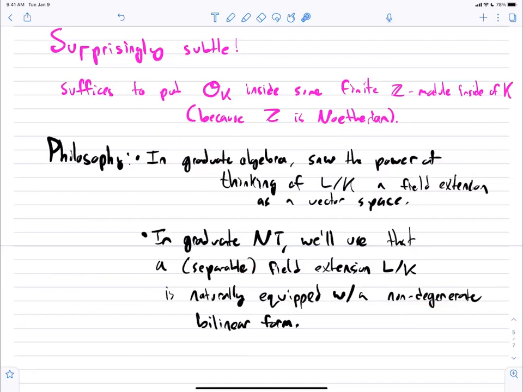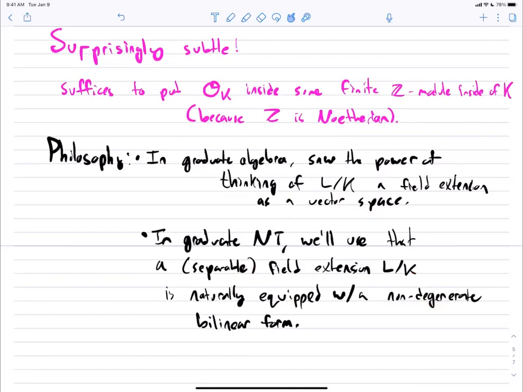So instead of going all the way to thinking of it as only a vector space, we're going to think of it as a vector space equipped with a bilinear form. That still lives in the world of linear algebra, but it's going to give us some extra mileage. And that extra mileage will let us prove that OK is fine as a Z module when the base field is Q and we're looking at some finite extension. Okay, so how do we do that?